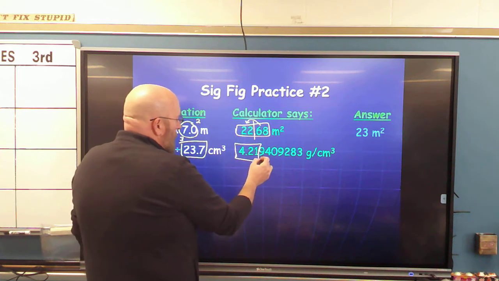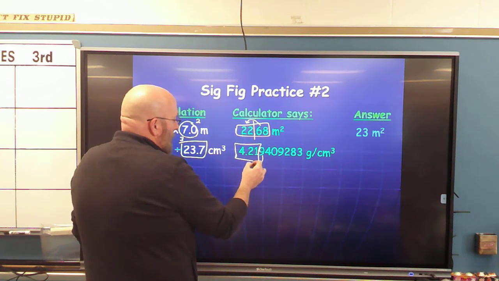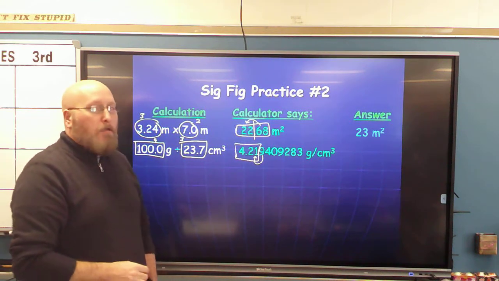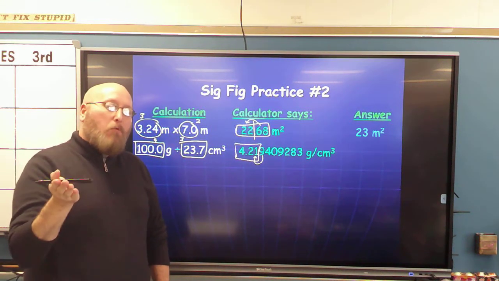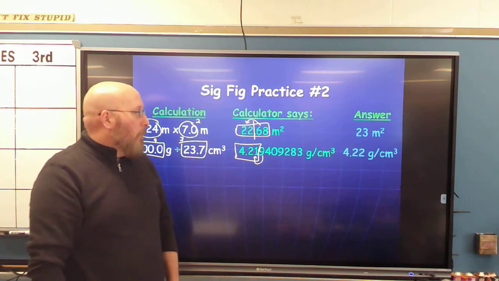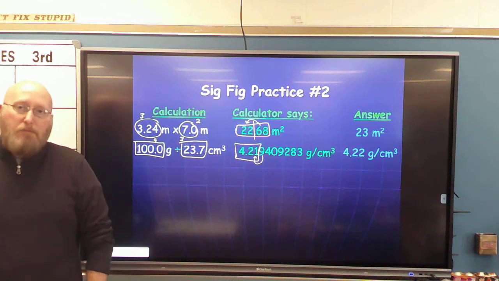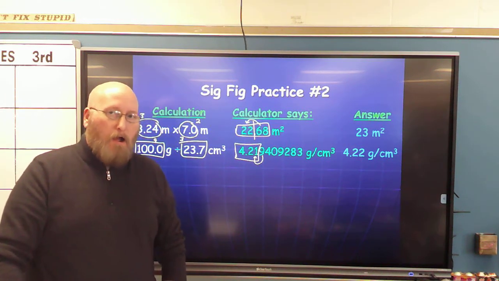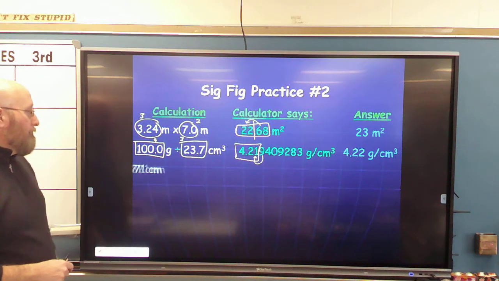But what do we do here? I got that 9 right there. What do you think that's going to do to that 1? Well, 9 rounds that 1 up to a 2. So my answer should be 4.22 grams per cubic centimeter. Okay? All right. We'll keep going here.